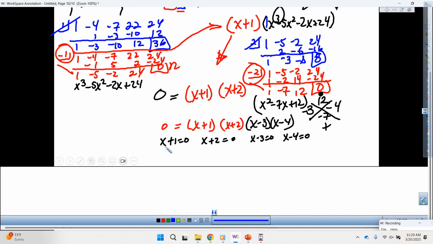And for the sake of time, what is the first 0? X equals -1. The next one is x equals -2. The next one is x equals 3. And the last one is x equals 4.